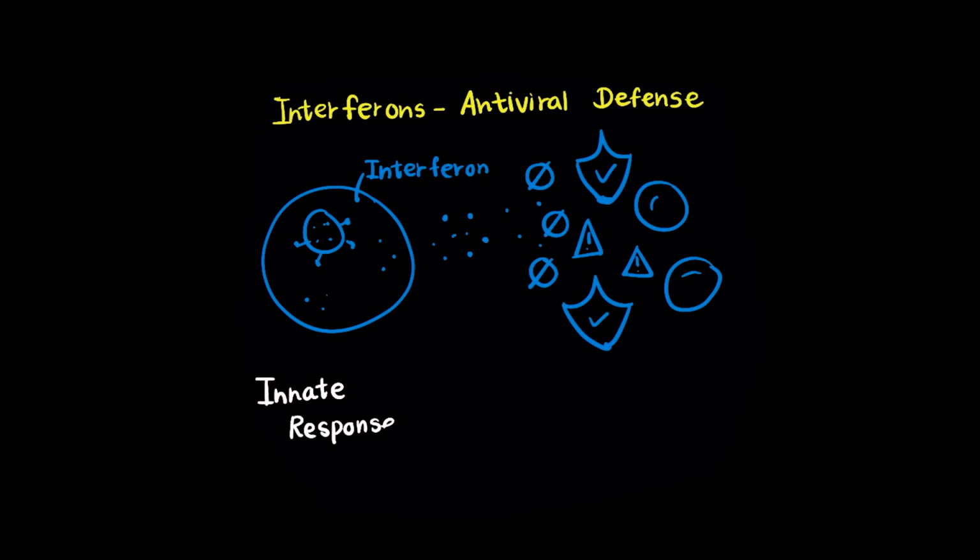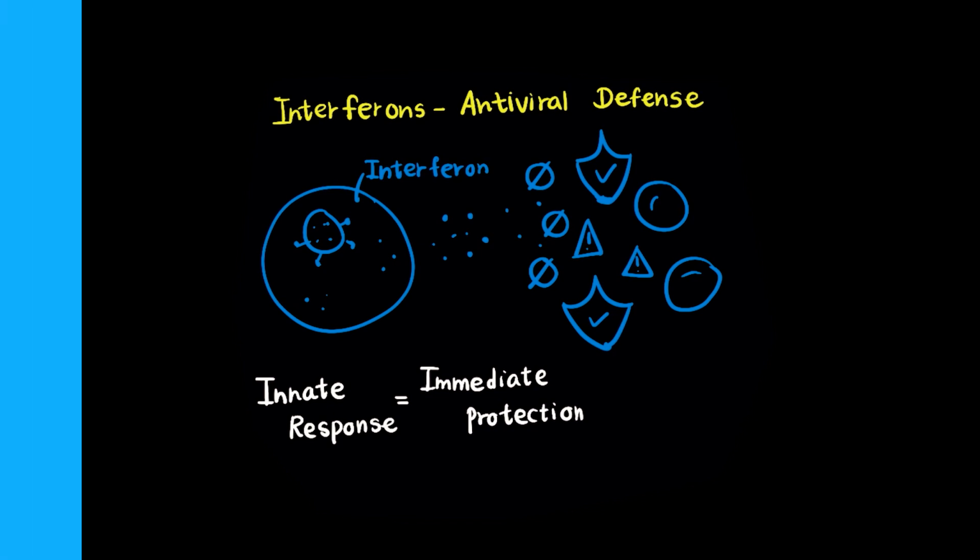This isn't B cells making antibodies. That's adaptive immunity and takes days. Red blood cells transport oxygen, not immune signals. Platelets handle clotting, not antiviral defense. Interferons are purely innate immunity's rapid antiviral response.